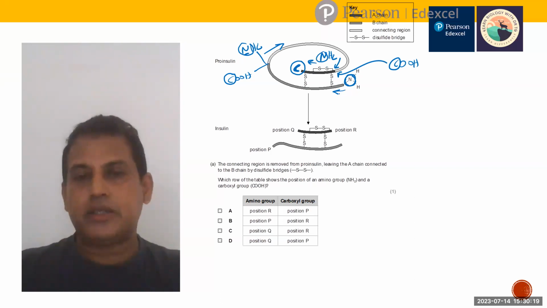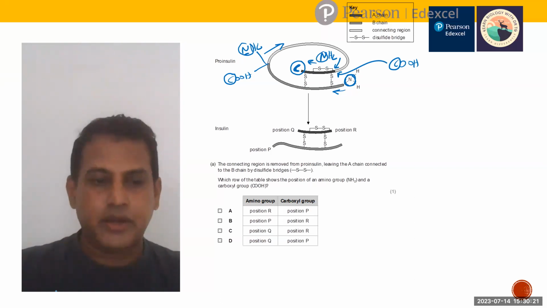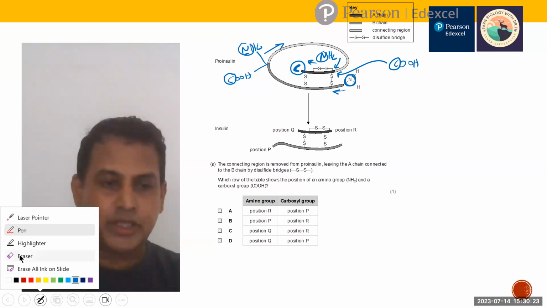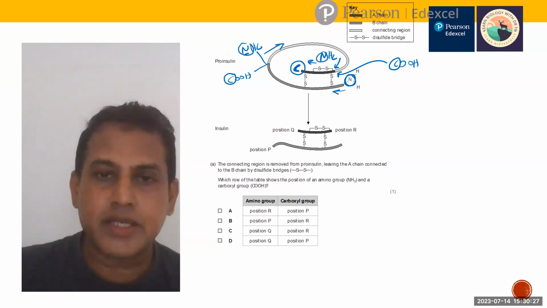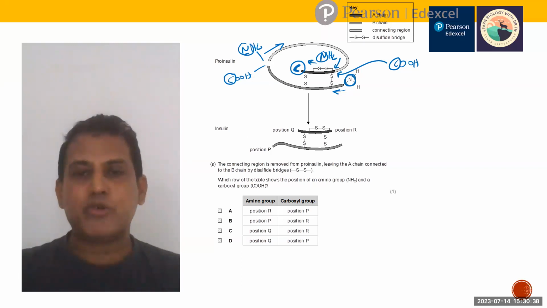Okay, to make proinsulin into insulin, these bonds break. That means here, now it's a bit smaller, but you can still observe. Now I remove this connecting chain, and I can also remove the connecting chain from this point.